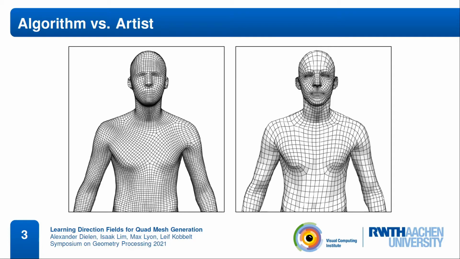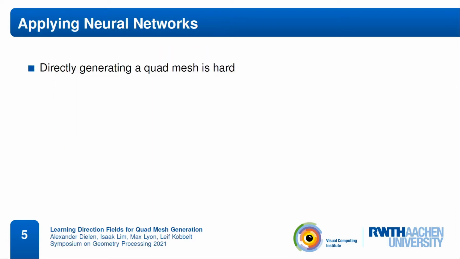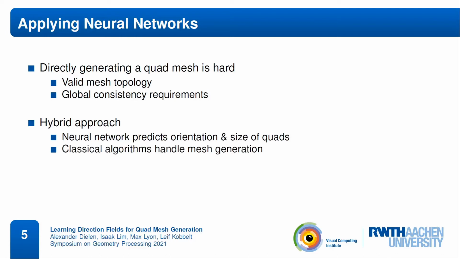Now the question arises whether or not we can learn the structure of manually created quad meshes from a large shape collection using a neural network. However, applying a neural network to this task is not easy, since directly outputting a quad mesh would require the network to generate a valid mesh topology and satisfy global consistency requirements. Because of this, we propose a hybrid approach, where a neural network predicts the desired orientation and size of the quads, and then a classical quadrangulation algorithm handles the mesh generation step.